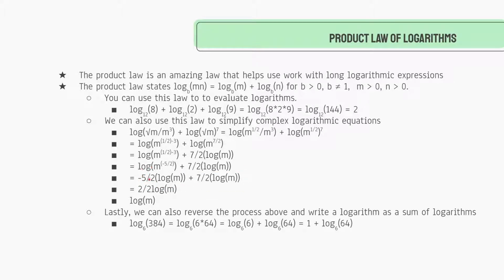As you can see, we're just having two multiples of log of m adding to one another, and so negative 5 over 2 plus 7 over 2 is the same as 2 over 2 log of m. Again, we know that 2 over 2 is the same as 1, and so our answer is simply log of m. As you can see here, we went a really long way to determine what this equals, and that's why this law is so powerful.